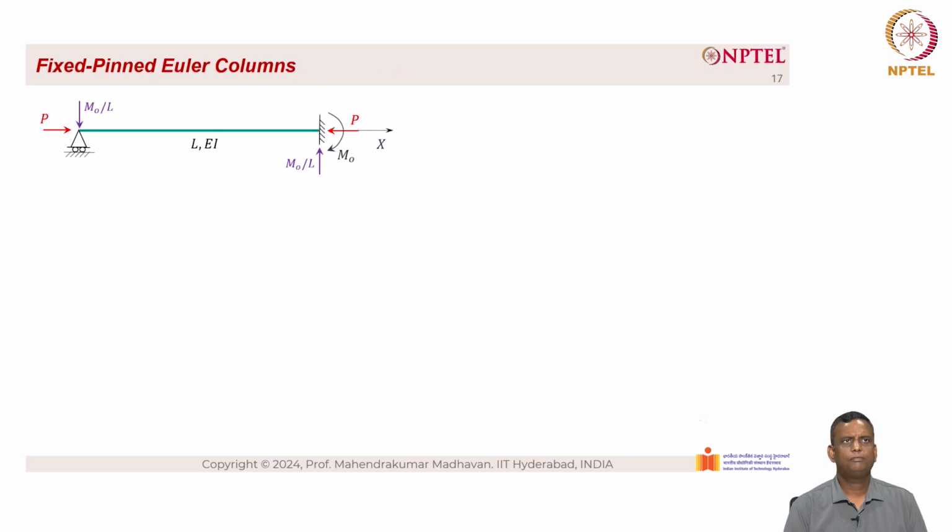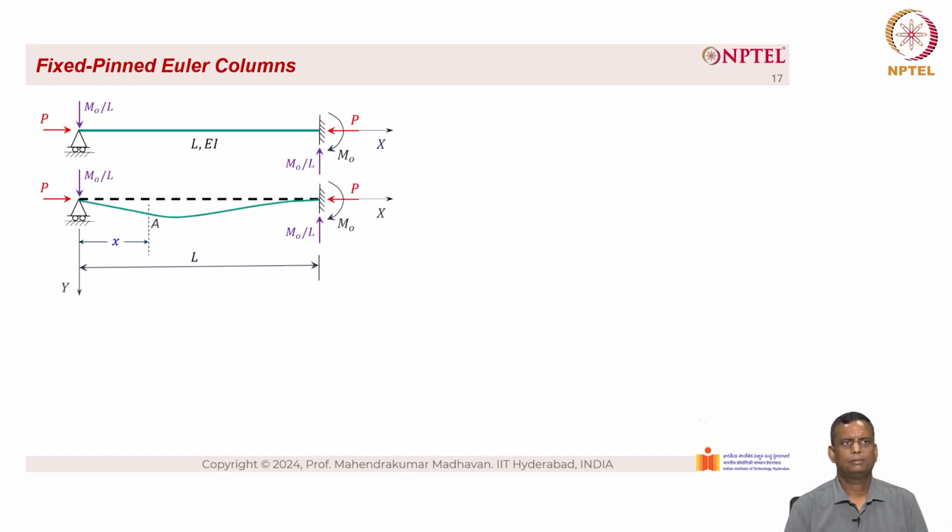Now let's look at fixed and pinned Euler columns. The left hand side of the column is pinned, the right hand side of the column is fixed. The length is L. E represents the modulus of elasticity. I is the moment of inertia. We have an externally applied moment M0, and to satisfy that, we have M0 by L acting on the left hand side in the downward direction and M0 by L acting on the right hand side of the boundary in the upward direction. So the displaced configuration is given by this one. So the length L is given here.